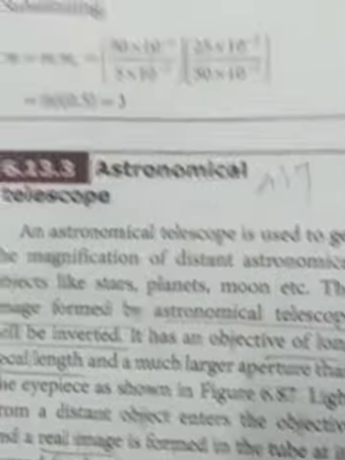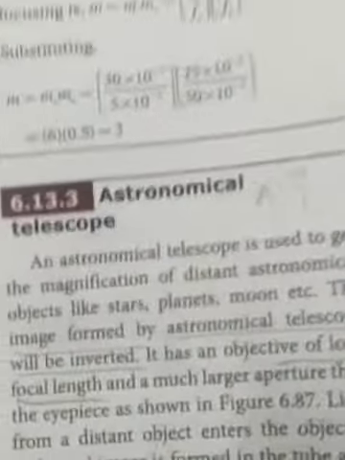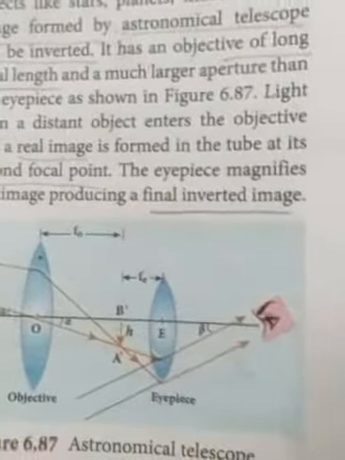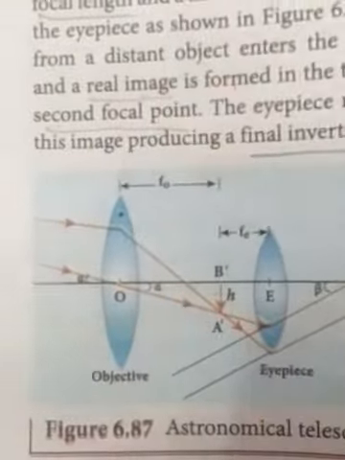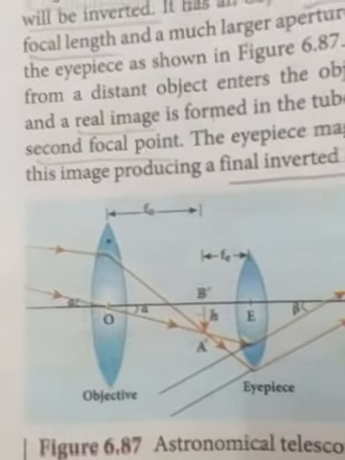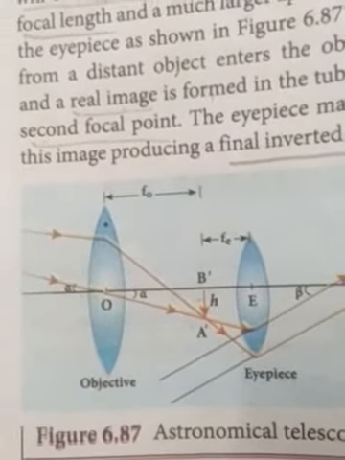Next we are going to the astronomical telescope. Here also we are using two lenses. Now you see the first lens and the second lens. Broadly, I am taking two lenses: one is a big lens, the second one is a small lens.